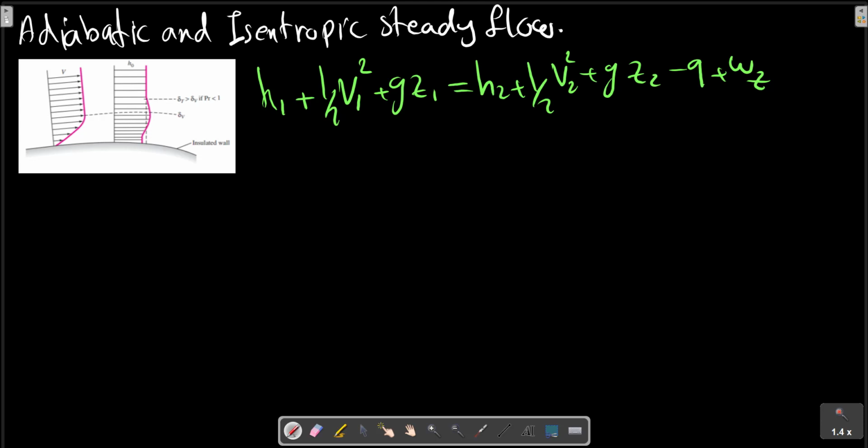We saw in chapter 3, in an example, that potential energy changes of a gas are extremely small compared with the kinetic energy and enthalpy terms. We shall neglect the terms gz1 and gz2.